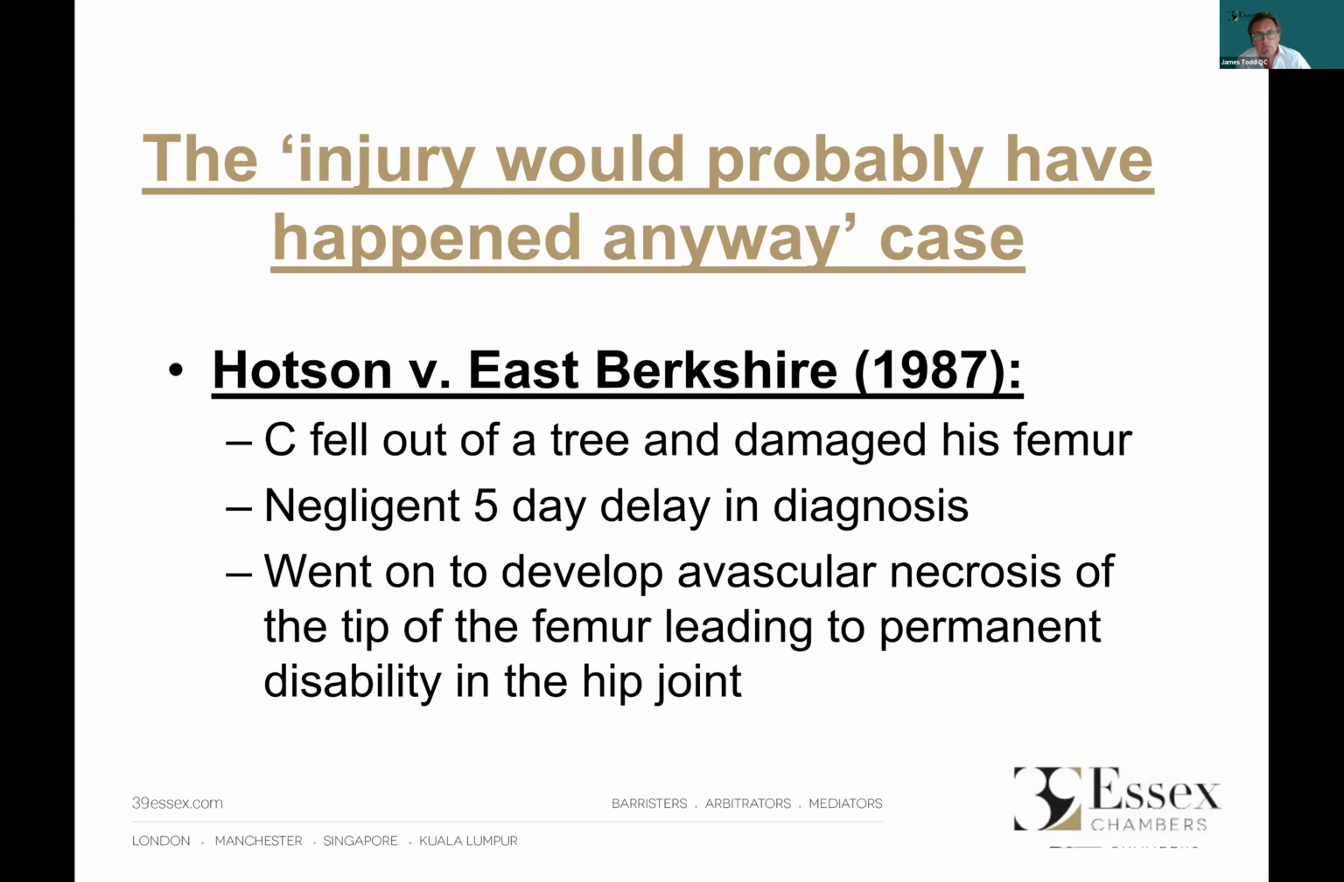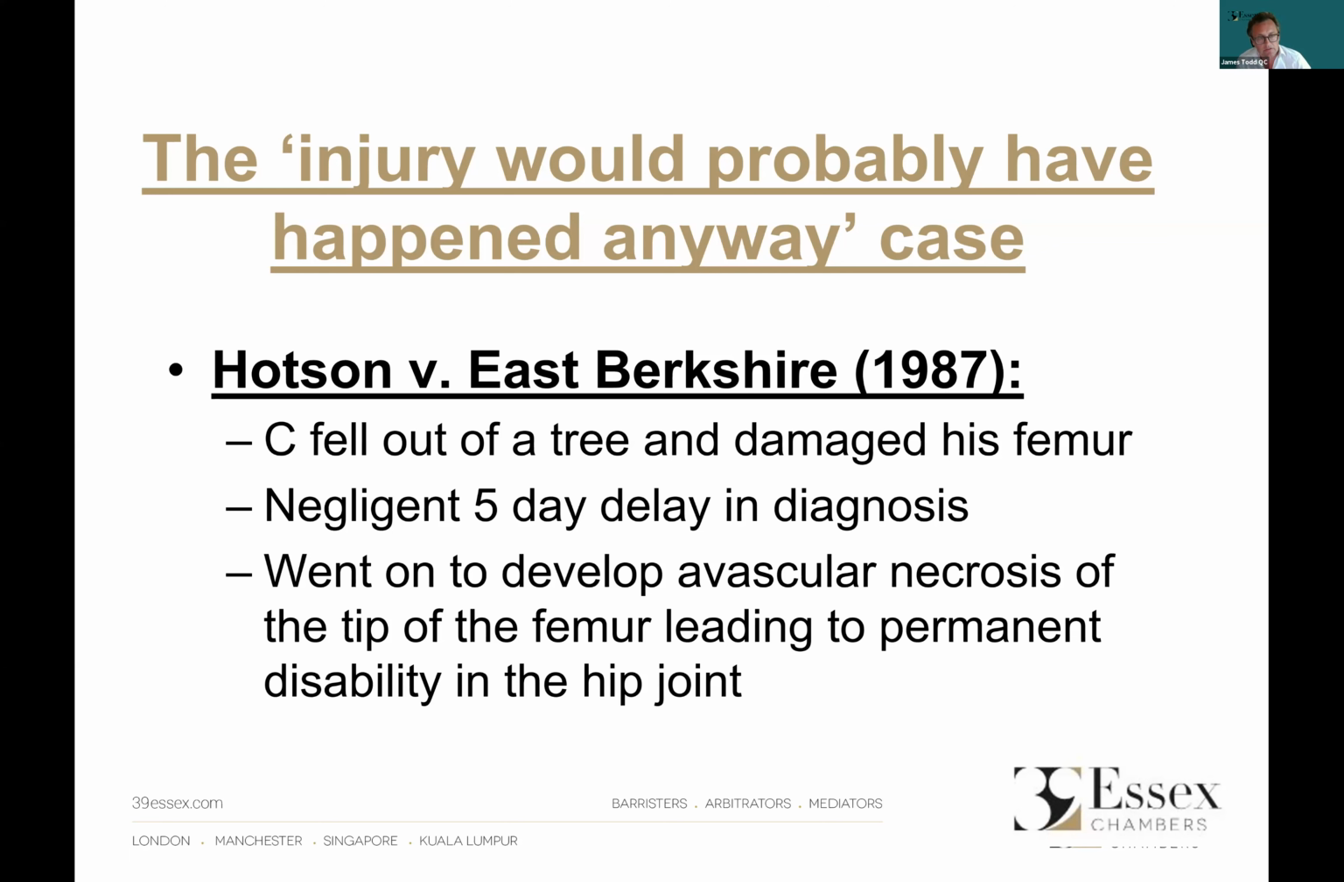First one is the injury would probably have happened anyway case, and the leading authority on that is Hodson against East Berkshire, a House of Lords case from 1987. Facts are pretty simple. The claimant was at school and he fell out of a tree and damaged his femur. He was taken to hospital but sent away again.